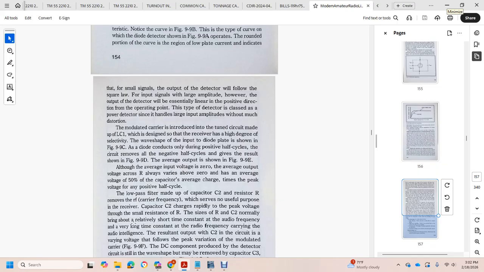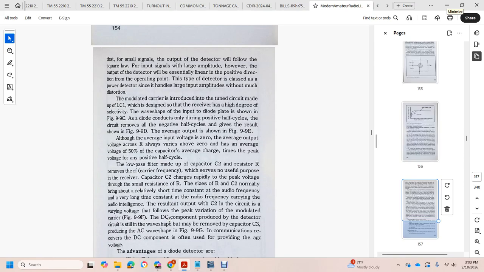Although the average input voltage is zero, the average output voltage across the resistor always varies above zero, but it has an average voltage of 50% of the capacitor average curve times the peak voltage. Any part of the half cycle with the low-pass filter will be made up by the capacitor and resistor R at the radio carrier frequency. So with the useful power of the receiver, the capacitor charges rapidly to the peak voltage through a small resistance R.